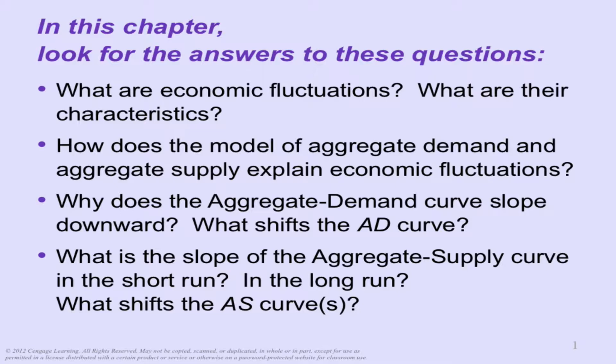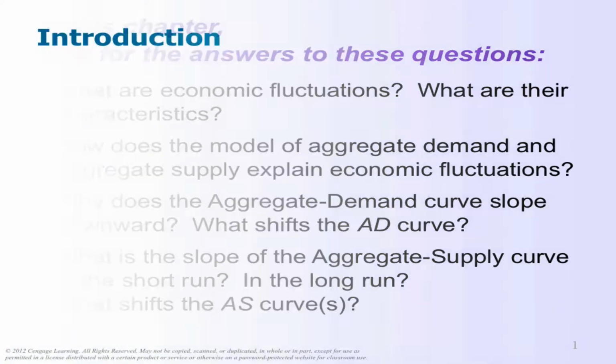So what is the slope of the aggregate supply curve in the short run versus the slope of the aggregate supply curve in the long run? And what shifts the aggregate supply curves? You need to find aggregate.